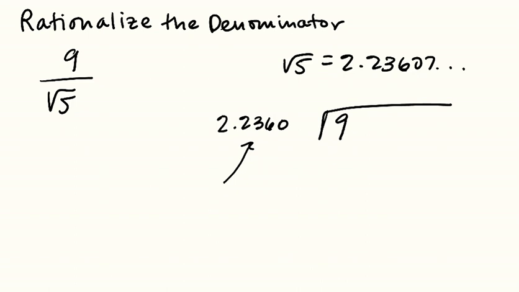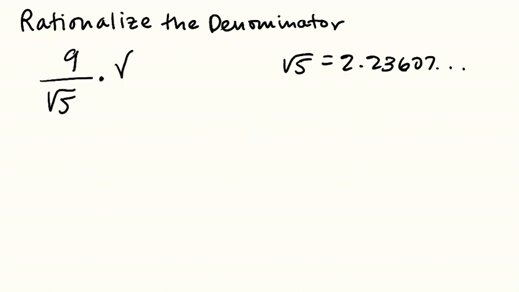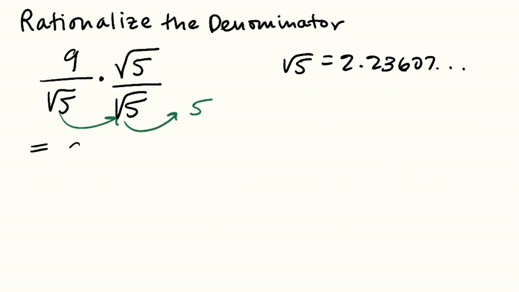What you can do, and what you probably remember from geometry or pre-calculus or whenever you did this, is you take 9 over root 5 and you multiply it by the right form of 1. So I'm going to multiply it by root 5 over root 5, which is just 1. And then the square root of 5 times the square root of 5 is equal to 5. So I have 9 square root 5 divided by 5.